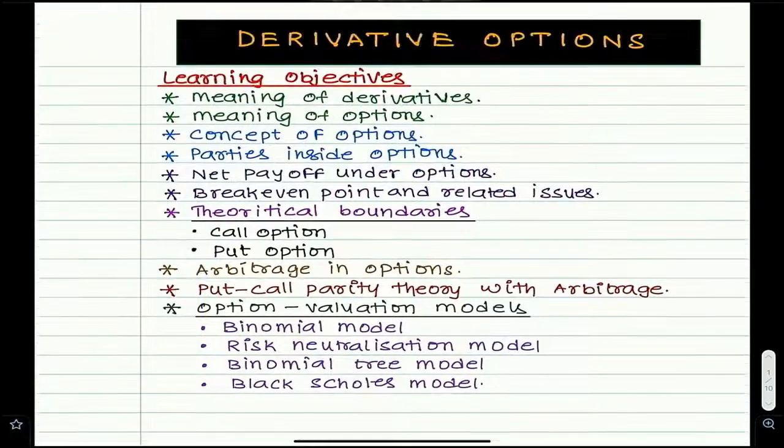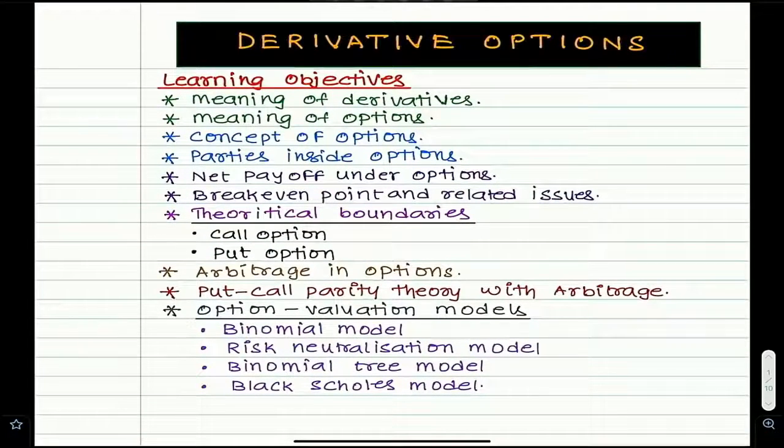Derivative options is one of the areas inside derivatives. What derivatives are, we will understand. First, I am giving you only a 1 minute time. Please copy down the learning objectives. If time is not sufficient, pause the lecture and write down. Start now.